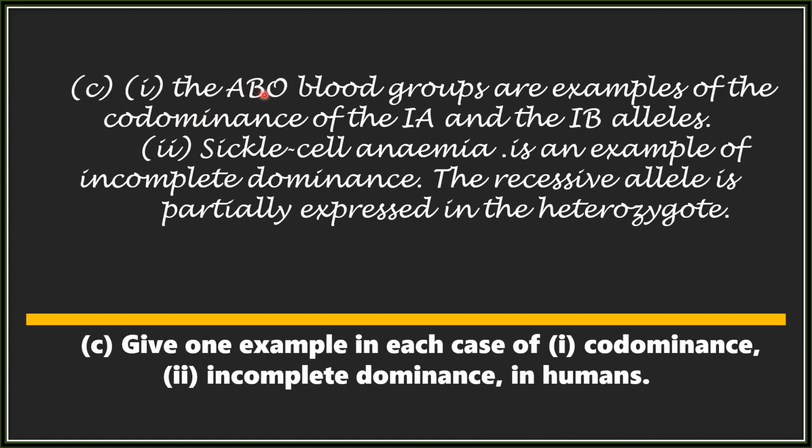The A, B, O blood groups are examples of codominance of the I^A and I^B alleles. Sickle cell anemia is an example of incomplete dominance. A recessive allele is partially expressed in the heterozygote.